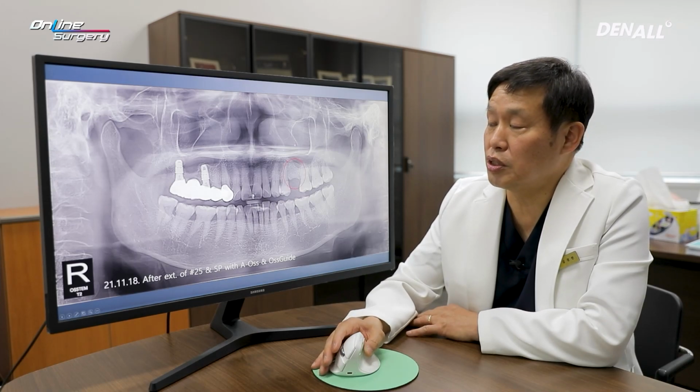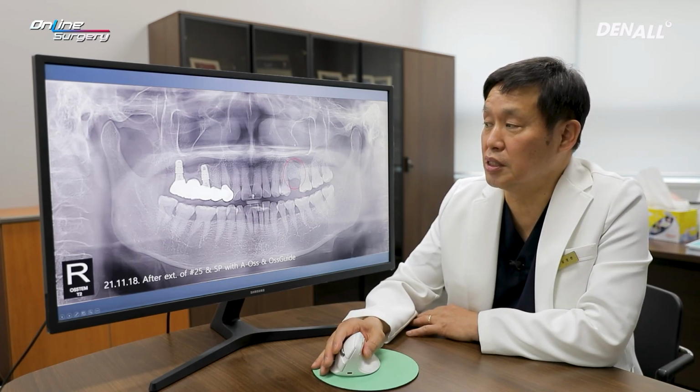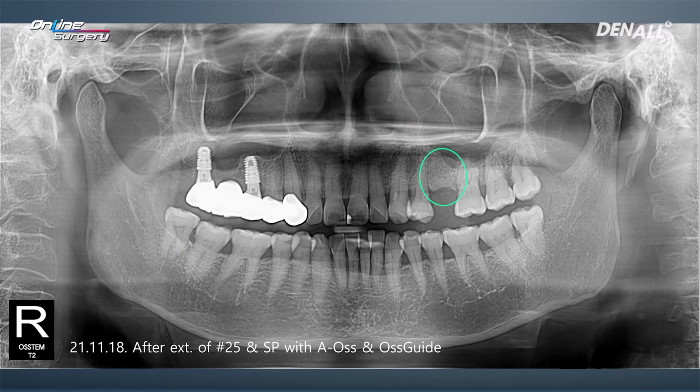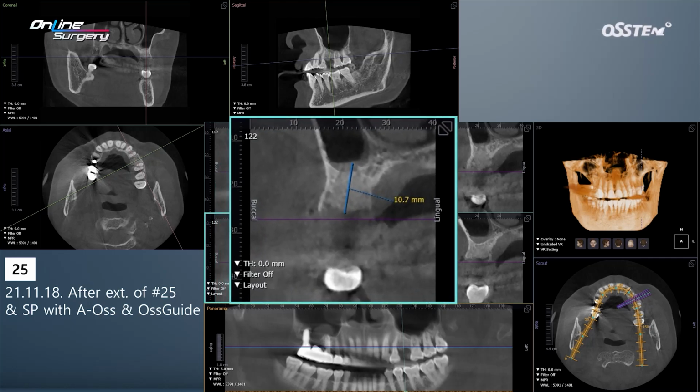Socket preservation was done, and this is the panoramic x-ray right after. In the area where there was bone defect, you can see the A Oss has been grafted. On CT, you can see that in the area where there was palatal defect, the A Oss has been grafted and socket preservation has been done.